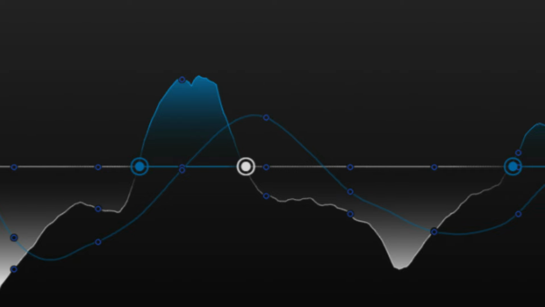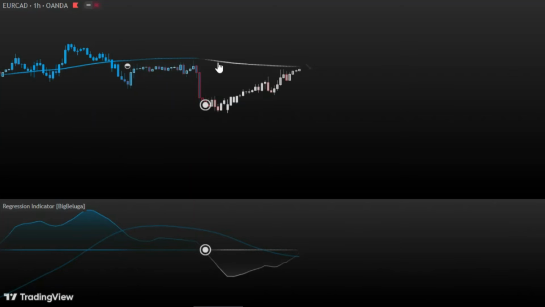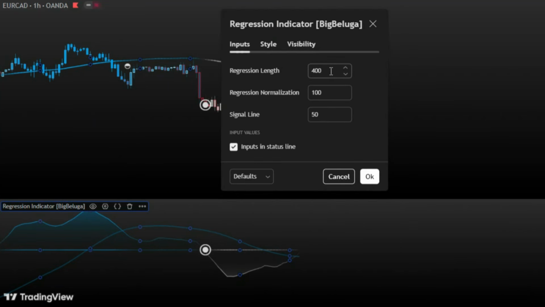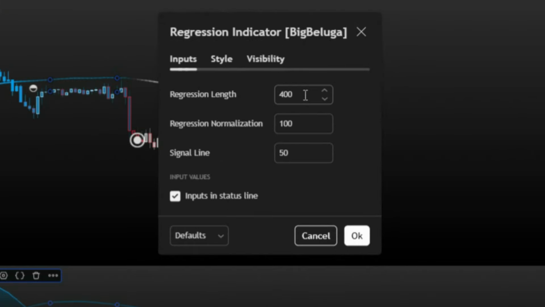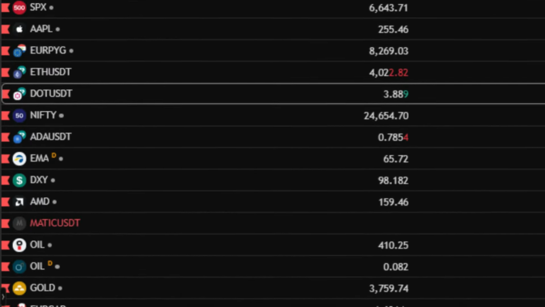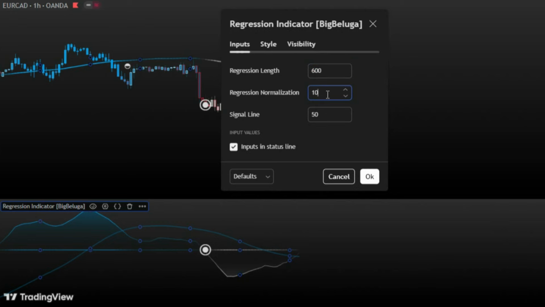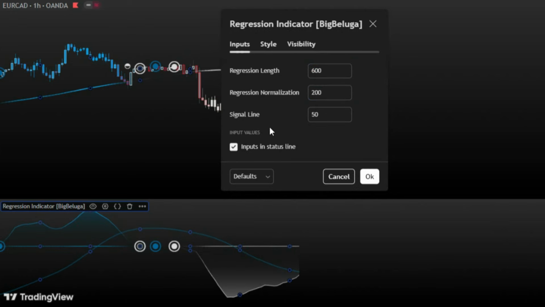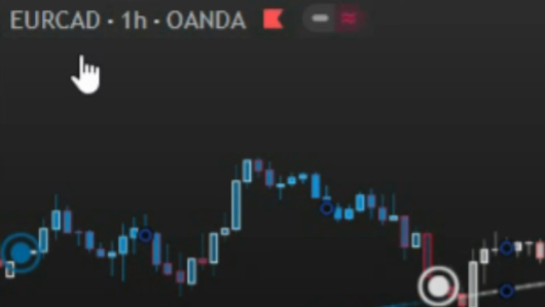Once this indicator is on your chart, just double-click on it in order to open the settings. Under the Inputs tab, you'll see three options: regression length, regression normalization, and signal length. The first two, regression length and normalization, are the most important ones. You'll need to adjust these values depending on the specific market you're trading. For example, I've set the regression length to 600 and the normalization to 200. I believe this setup works really well on EURCAD 1 hour time frame.